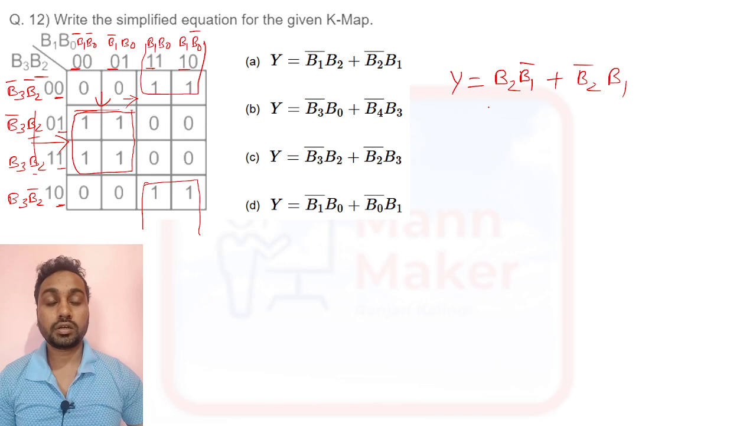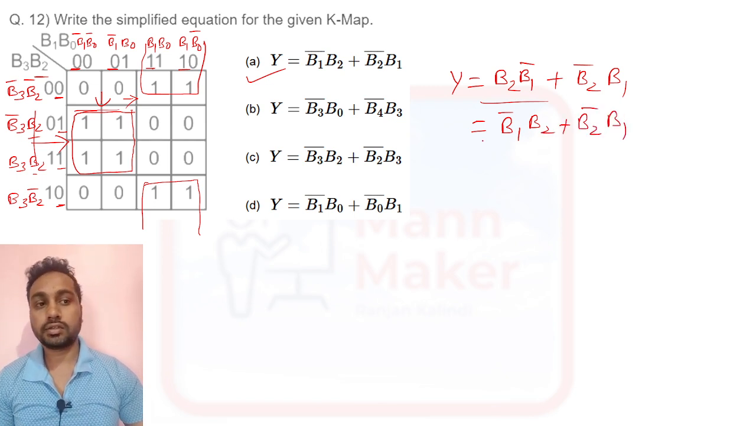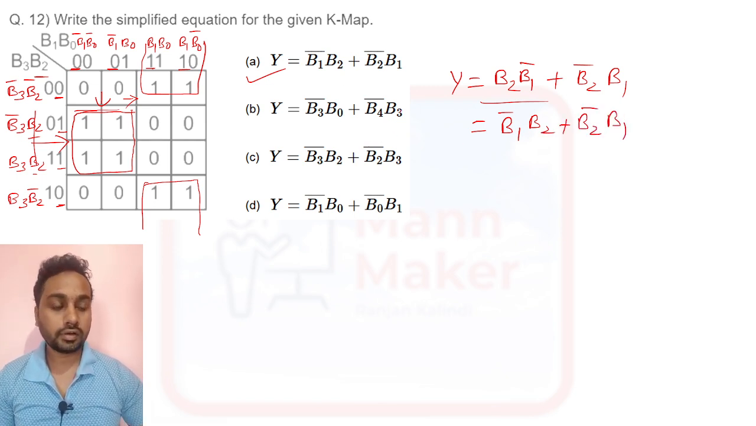So your output expression will be this one. Option A is matching with this one. So we can write this as B1 bar B2 plus B2 bar B1, like that also we can write. So option A is your right answer.